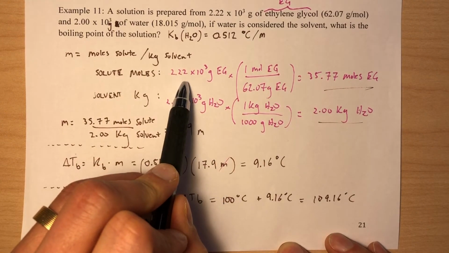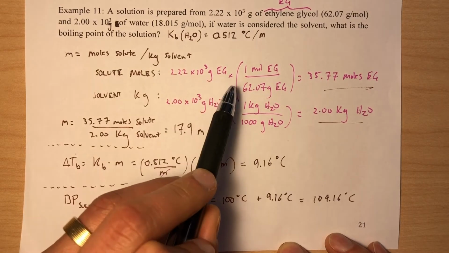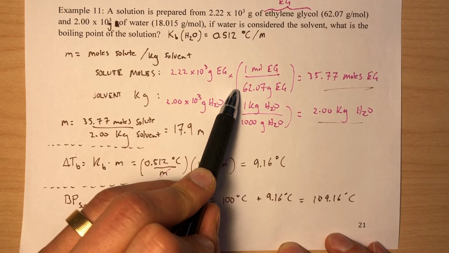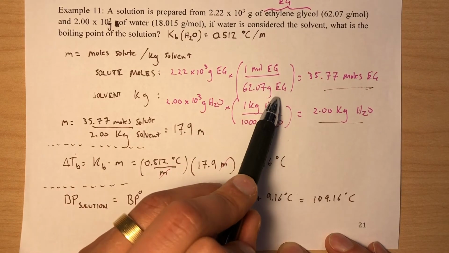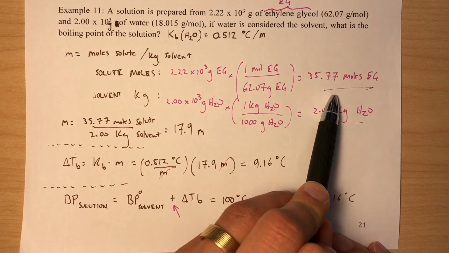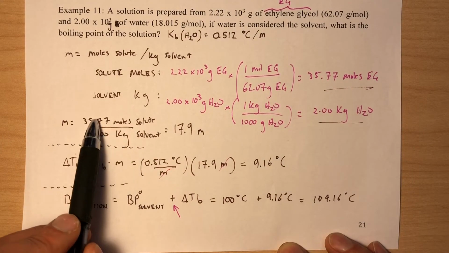So we have 2.22 times 10 to the third grams of ethylene glycol, and we can figure out how many moles that is by dividing by the molecular weight, or multiplying by 1 over. So that's 1 mole of ethylene glycol is equal to 62.07 grams. The grams of ethylene glycol cancel with grams of ethylene glycol, and we are left with 35.77 moles of ethylene glycol. So we have our moles of solute.